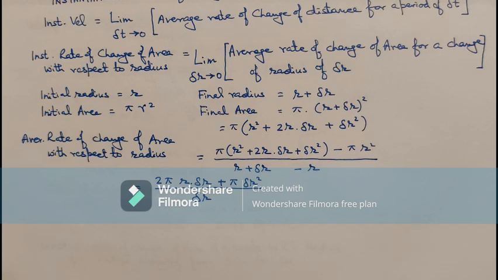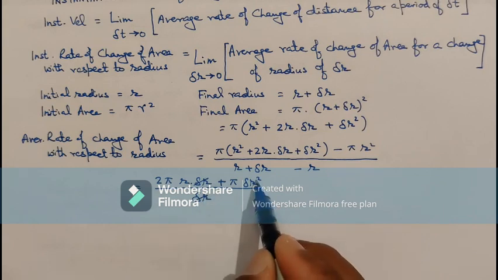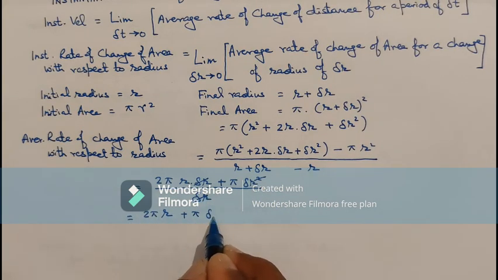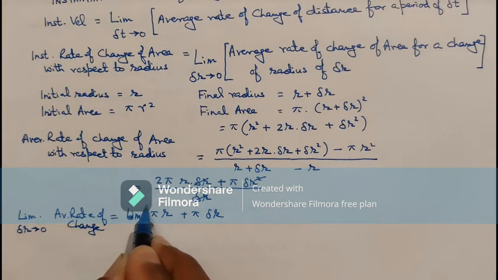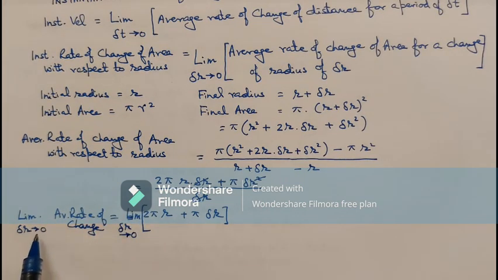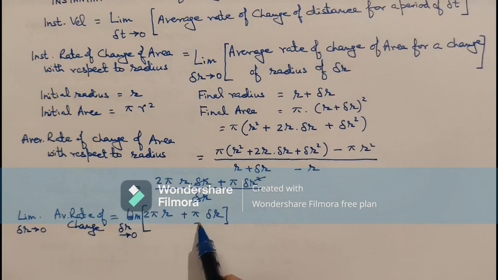To find out the instantaneous rate of change, we will take the limit of this as delta r tends to 0. Delta r approaches 0, but it is not exactly 0. So we can cancel out this delta r, and we get this expression. Now if I take a limit on both sides, limit as delta r approaches 0 of average rate of change is limit as delta r approaches 0 of this expression. As delta r approaches 0, this portion will become smaller and smaller, and in the limiting case we will be left with 2 pi r.